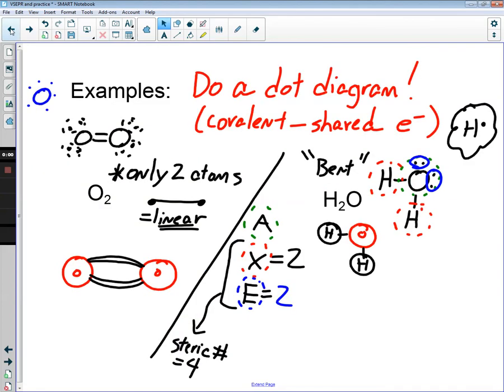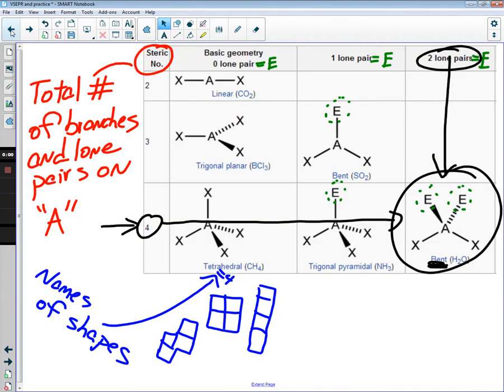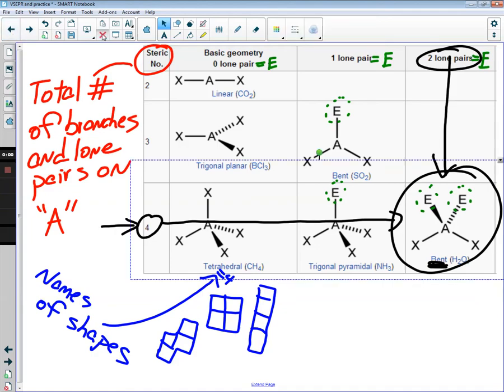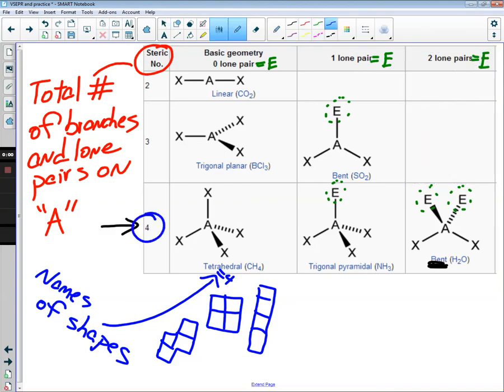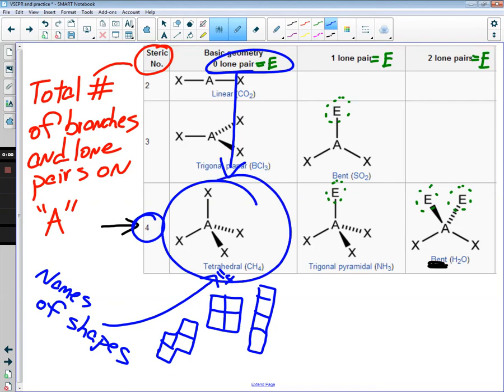So steric number is 4, electron pairs is 0. Let's look back at our chart. So here's my steric number. 0 lone pairs means it's going to be in this column right here. What's that shape? Tetrahedral. So let's see what one of these looks like. Tetrahedral means it's going to have 4 sides to it. Now I'm going to come back to this drawing in just a minute. We're going to talk about why these lines look like how they look.